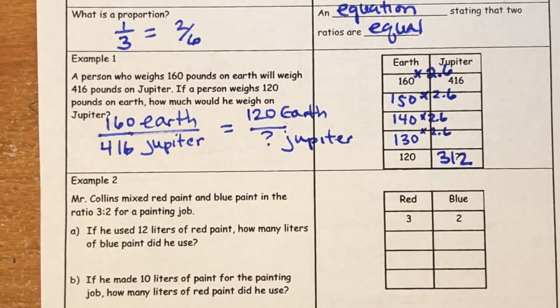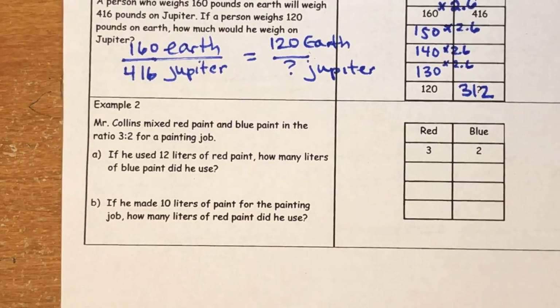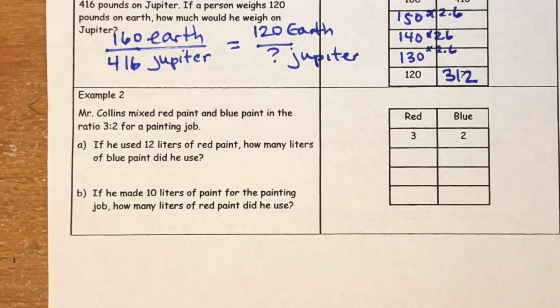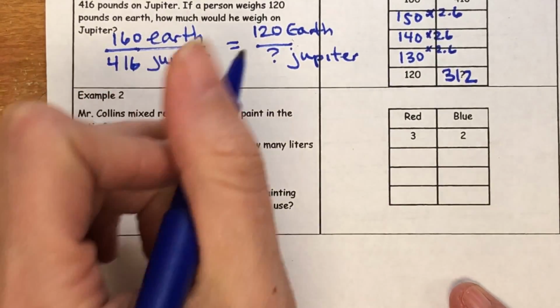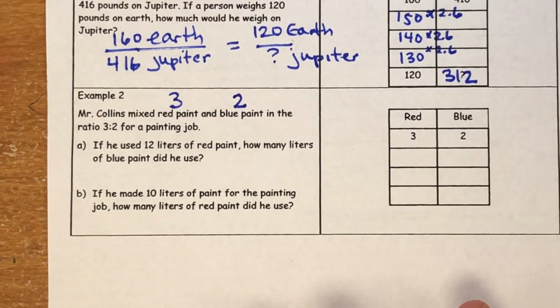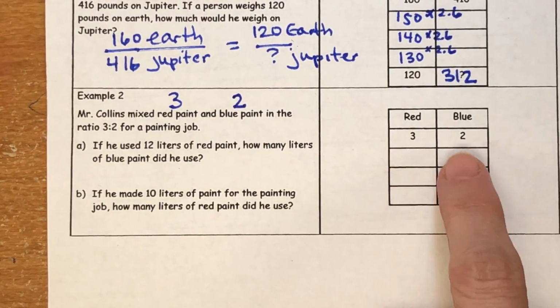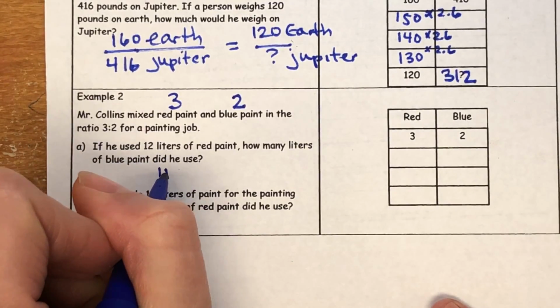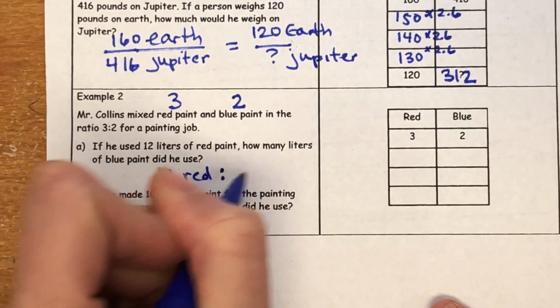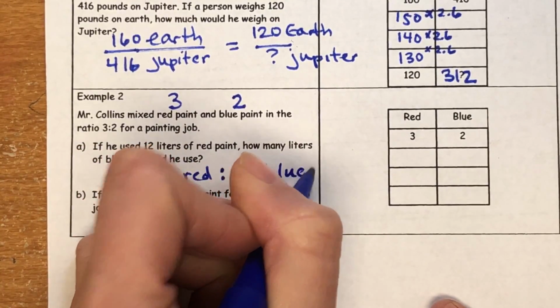So let's take a look at example number 2. Mr. Collins mixed red paint and blue paint in the ratio of 3 to 2 for a painting job. So he said 3 red to 2 blue. That's my ratio, 3 to 2, and it's also in the table. If he used 12 liters of red paint, how many liters of blue paint did he use? So I know 12 red to how many blue?